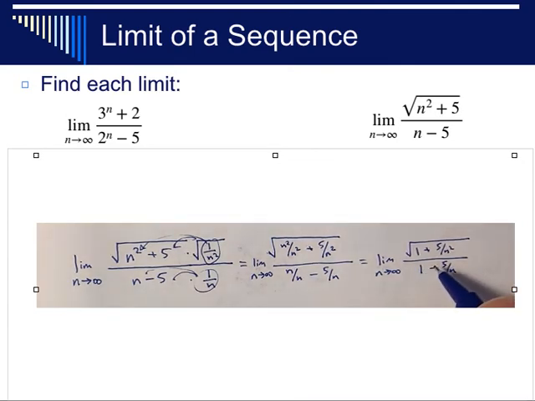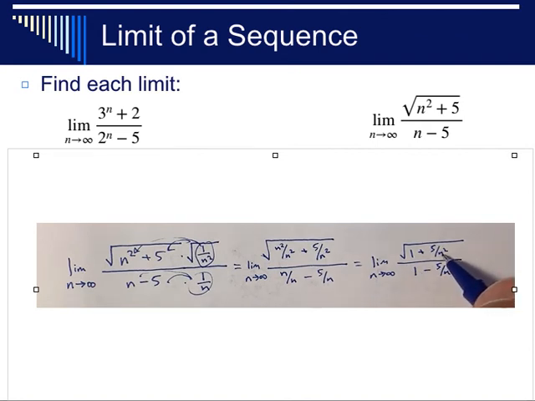And so if I plug in a big number for n, say 1,000,000 or 1,000,000,000, this part becomes nothing, and the 1 part doesn't change. So on top, I've got the square root of 1. On the bottom, if I plug in something big, 5 divided by something big becomes 0, and so I've got 1 minus 0 is just 1. And so on top, I've got root 1, which is 1, over 1, and so the limit here would be a 1.